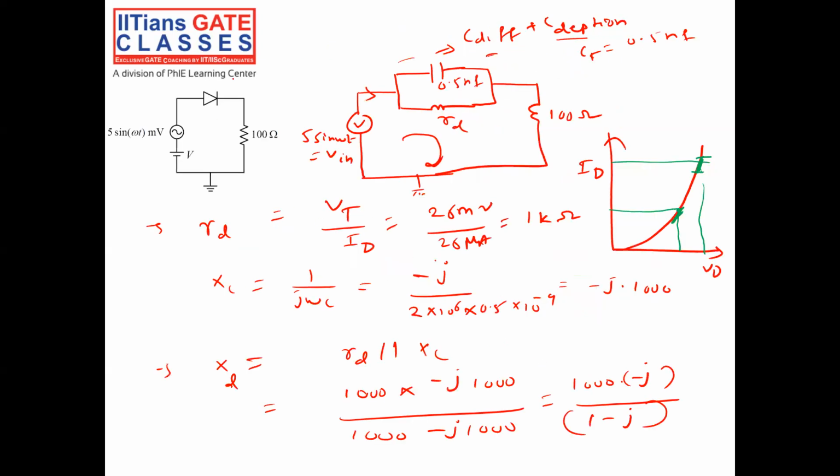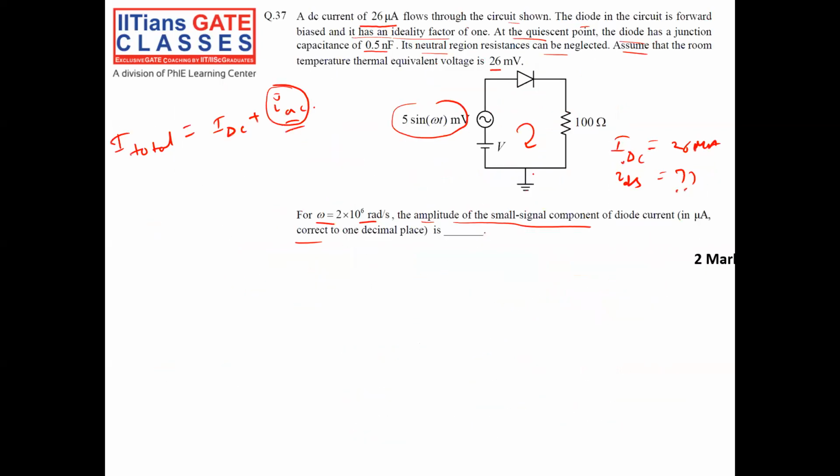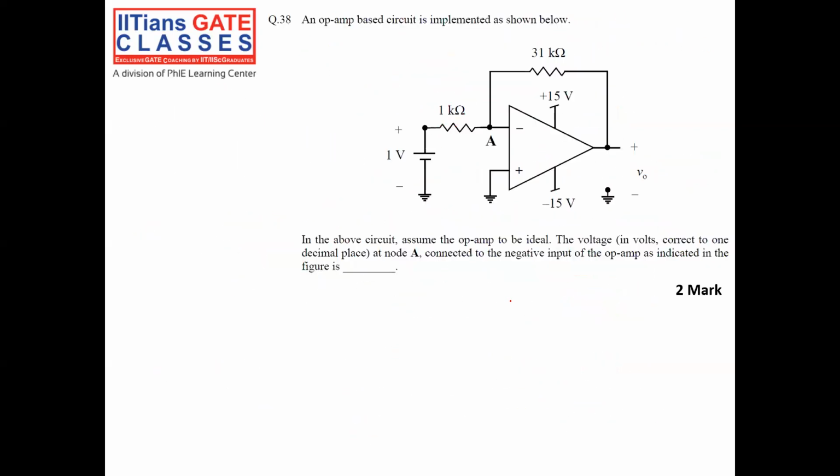First thing you have to understand is what is the small signal equivalent of a diode. It is nothing but a capacitor in parallel with a resistor. The resistor value depends upon my DC or quiescent current. Here it is 1 kilo ohm, and the Xc is nothing but 1 by j omega c. Both are in parallel, a simple calculation. You have to get the impedance of the diode. Then the total impedance is equal to the impedance of the diode plus 100 ohm. Then Id is nothing but Vin magnitude by impedance magnitude. This gives me the magnitude of my current Id. So the Id current will be 6.4 microampere. Then go to the next question.